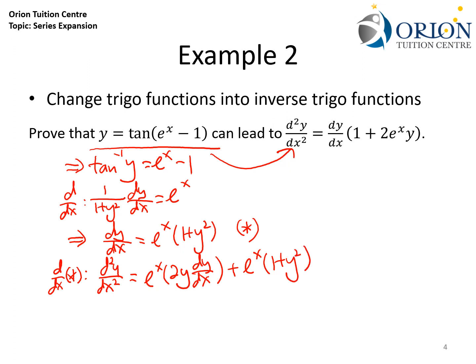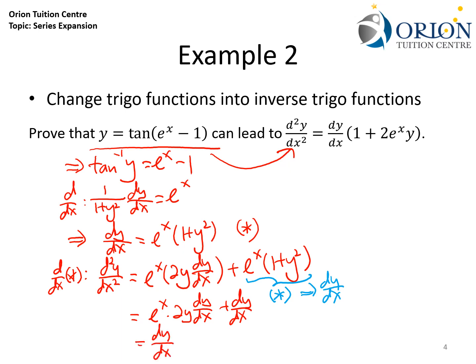And what I can see is this term is the same as the right hand side of my equation star, and therefore I can simply change it into dy/dx, and I will get eˣ times 2y dy/dx plus dy/dx. Now there is a common dy/dx term on both sides, which I can factorize. So I have dy/dx multiplied by (1 plus 2eˣ times y), which is what they have required me to show.